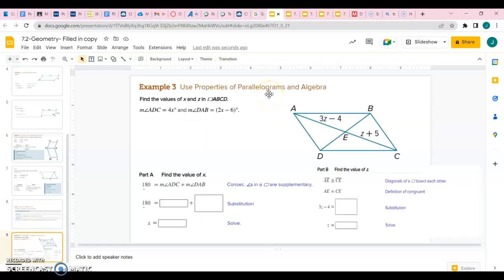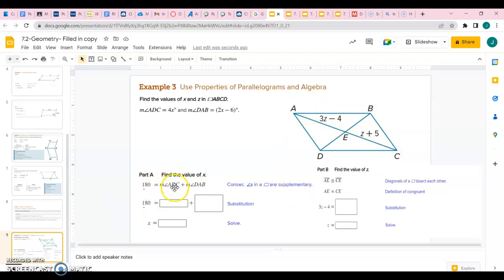So use properties of parallelograms in algebra. Find the values of x and z in the parallelogram ABCD. So in this whole parallelogram, they're telling me that angle ADC equals 4x, and angle DAB equals 2x minus 6. I know that the angles of my parallelogram total 360 degrees, so I'm going to start with finding my x. Those two angles, consecutive one after another, are supplementary, so that's why they would equal 180.